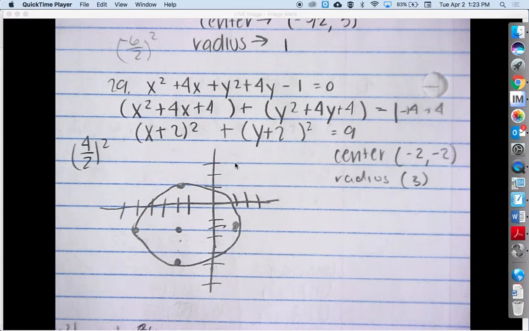To get 9, you want to square root the 9 for your radius, and then your center is the opposite of what's in the parentheses. So it's -2 and -2.